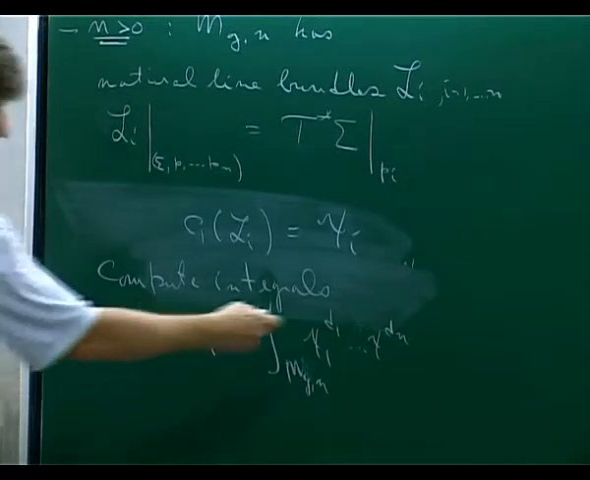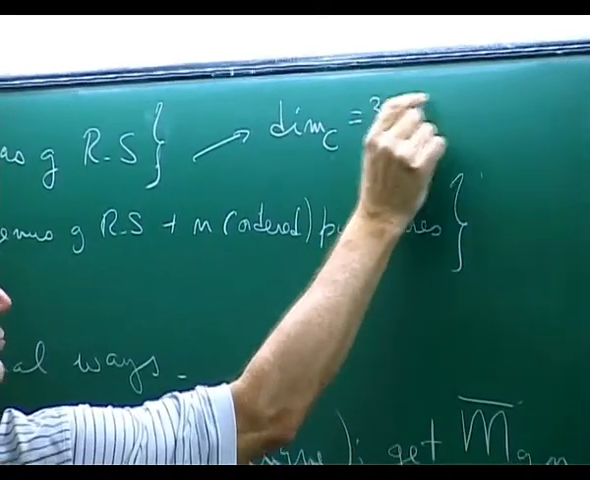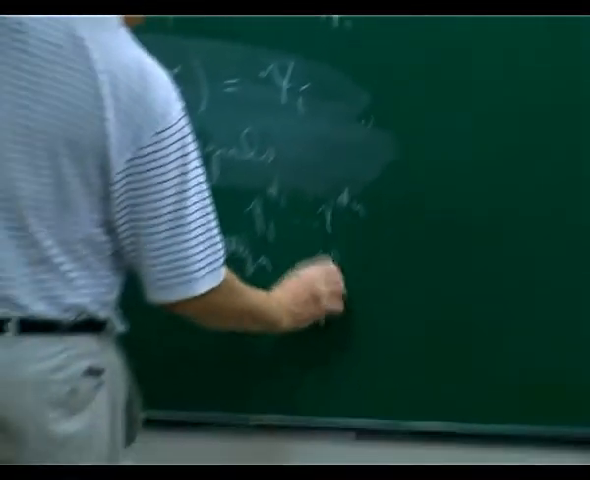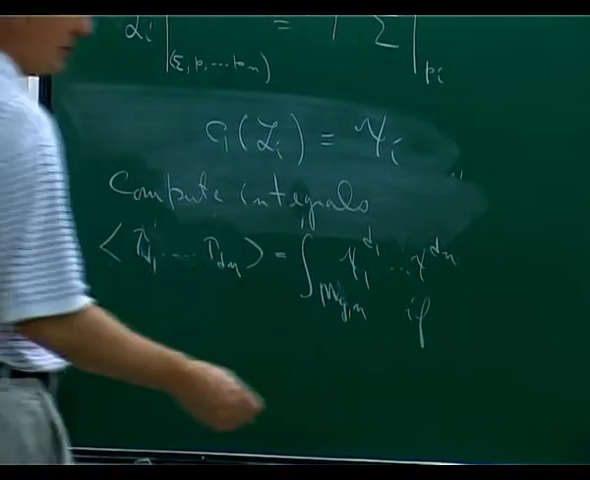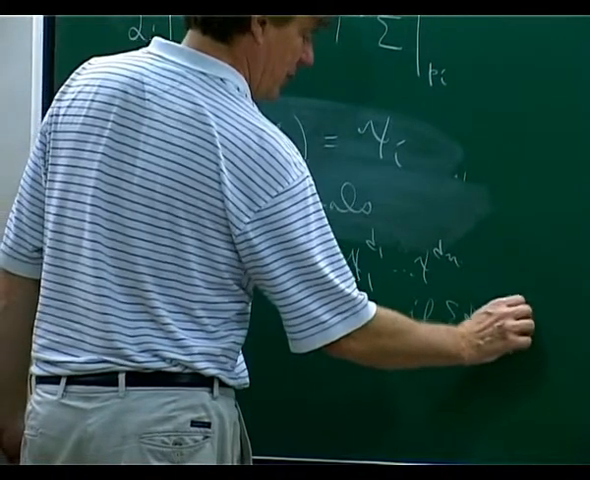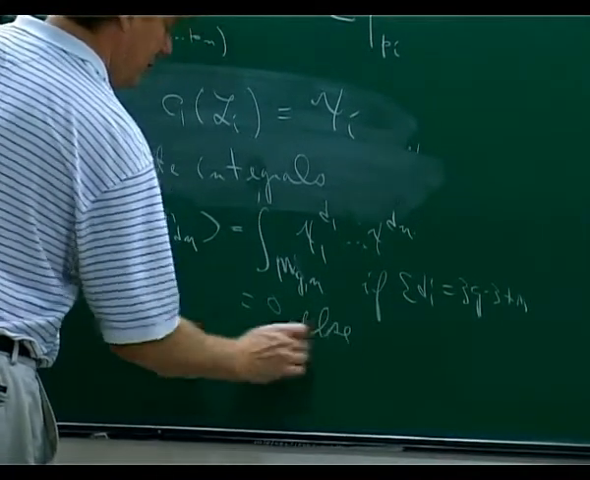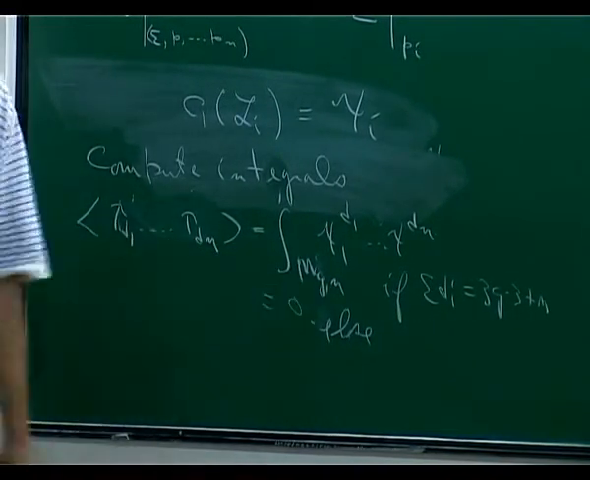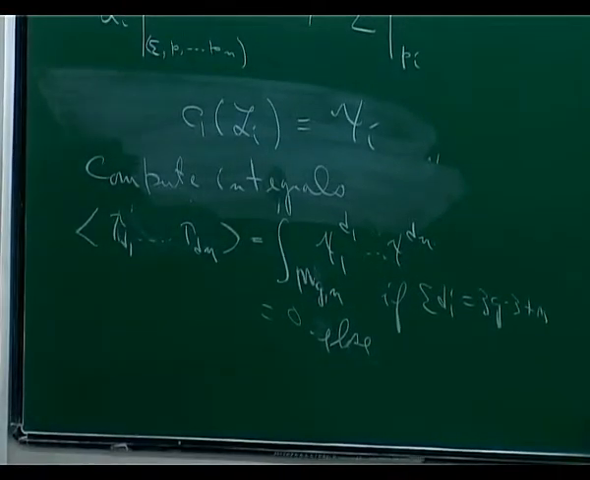And the integral, well, this might not match. One extra detail, maybe. The dimension would be 3g minus 3, here would be 3g minus 3 plus n. Okay? So if you can find a genus for which this works, you notice the n is specified here because you've got n punctures. So if the sum of the d_i is equal to 3g minus 3 plus n, and 0 otherwise. So in other words, if you've chosen d_i's, and you've chosen n of them, so the n is fixed, and if you've chosen d_i's that don't match a g, the result is zero. Okay? But in any case, you always have a number.